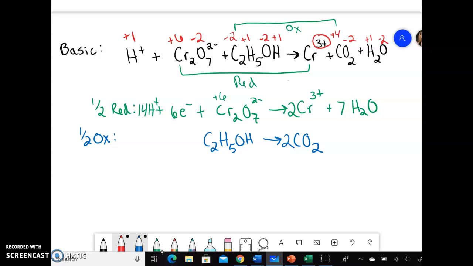Now we're going to look at the difference in charge, and be careful here. It went from -2 all the way to +4. That's a difference of 6. From -2 to +4 is 6. And we have 2 carbons, so we need a total of 12 electrons. We're going to put them on the side with the higher charge.